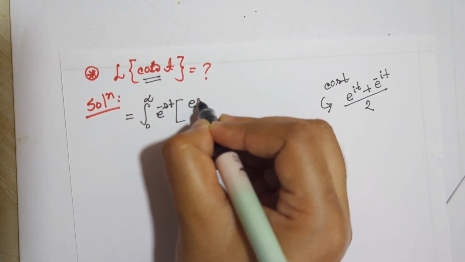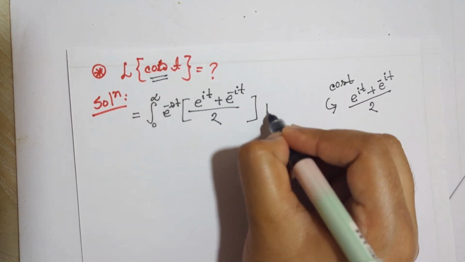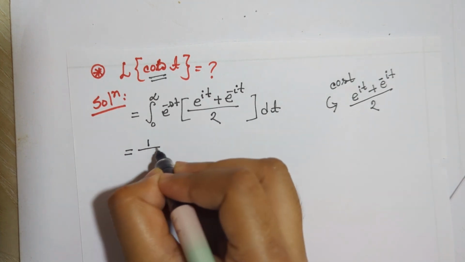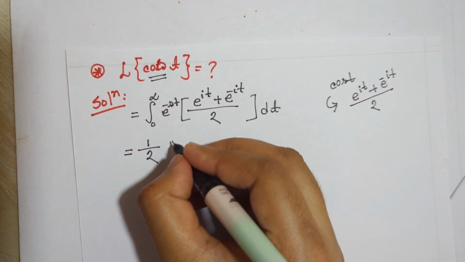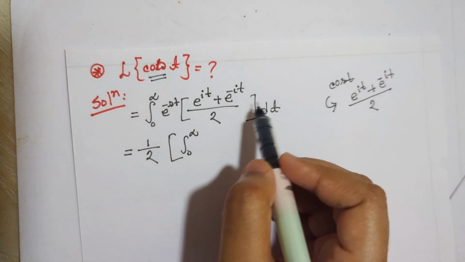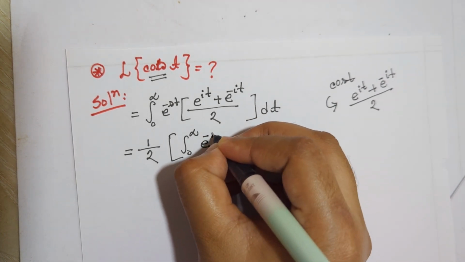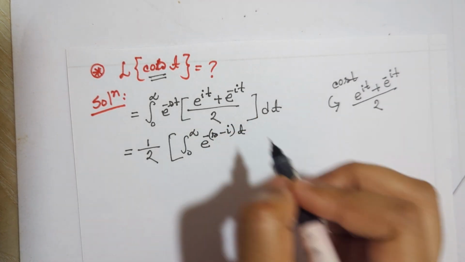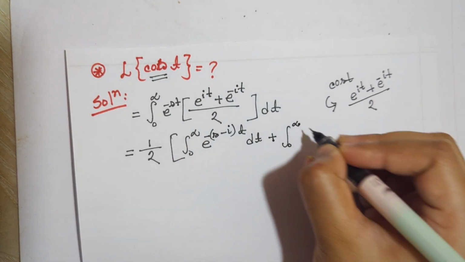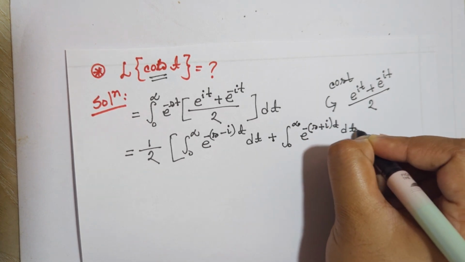So we'll write e to the power it plus e to the power minus it, divided by 2, into dt, as it is a function of t. If we remove this constant term from the integration, then we will find the integral from 0 to infinity. Now we will multiply e to the power minus st with these two terms, and we will separate the limit for each term. So e to the power minus (s minus i) t, where we took t as common, dt, plus the integration from 0 to infinity of e to the power minus (s plus i) t dt.